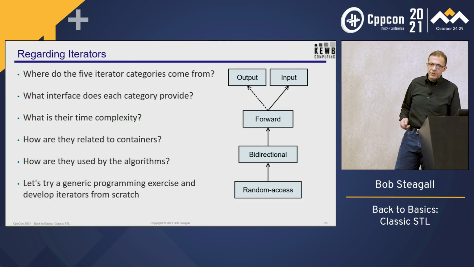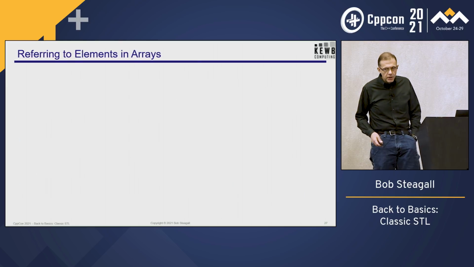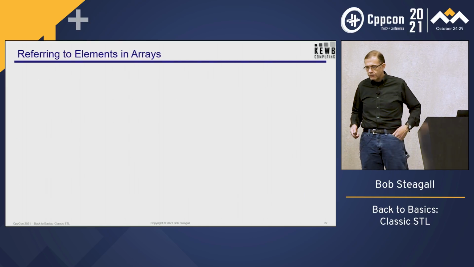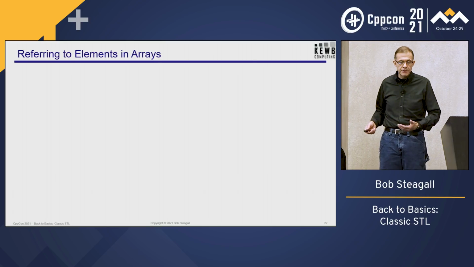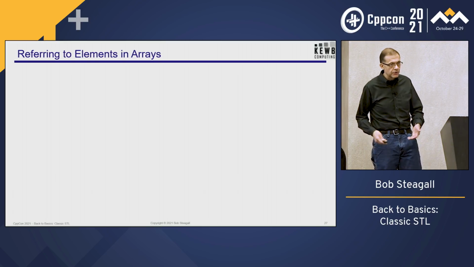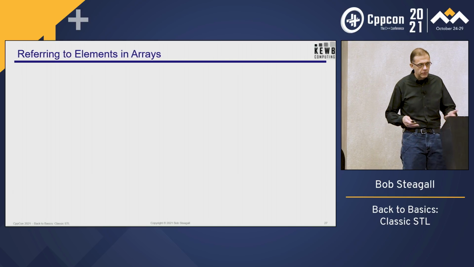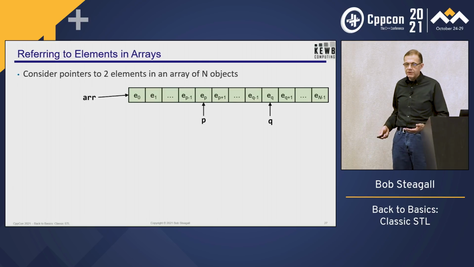So let's try a generic programming exercise and develop iterators from scratch. Let's go back to the early 80s and think about what programmers had available to themselves at the time, right? They didn't have templates. They had C. So let's think in terms of C and the C facilities that were available in the mid and late 80s. So let's think about referring to elements in an array.